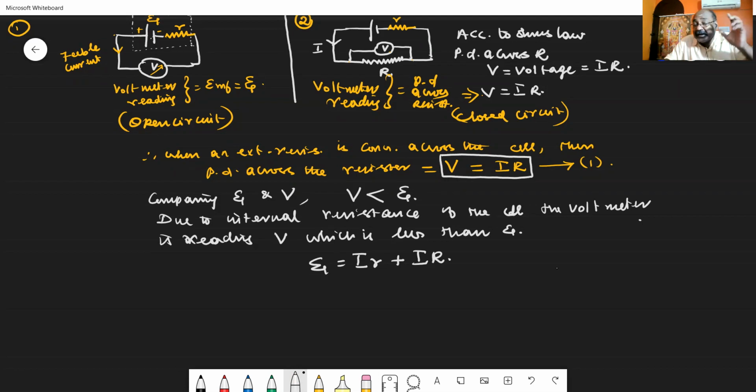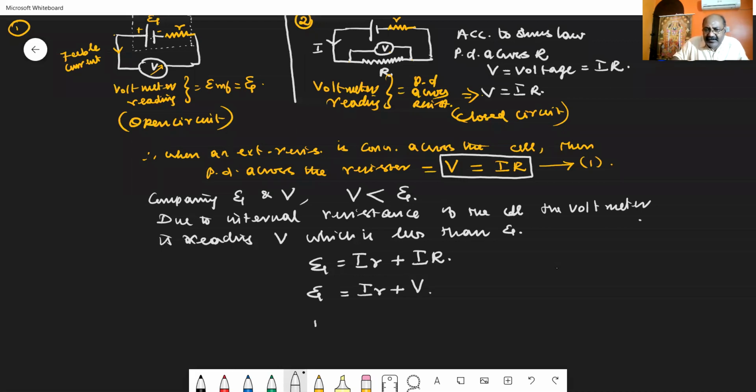But when you are considering EMF, the EMF value is considered to be more. Some amount of potential difference is lost in some other resistance. So I am saying the total EMF should be equal to the potential difference across the external resistance plus the potential difference across the internal resistance. That is the total EMF. So I can write the total EMF is equal to I into R plus I into capital R. From equation 1, I can write it out as V.